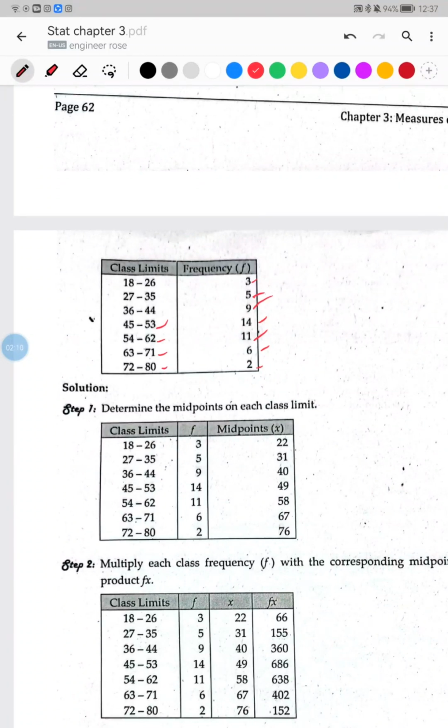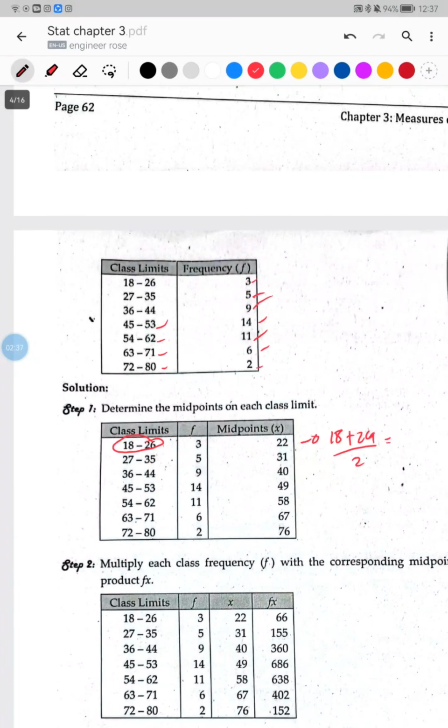So, how to get the midpoint? Midpoint means the middle. So, for this 18 to 26, we just add them over 2. So, 18 plus 26 over 2.